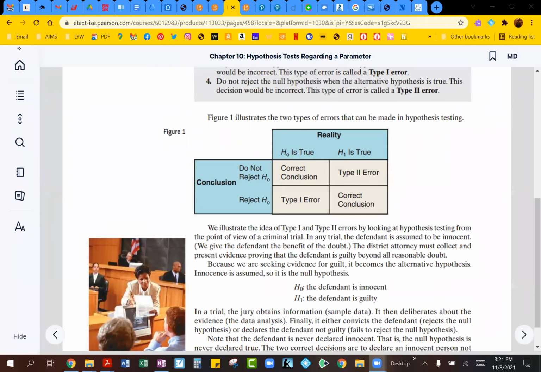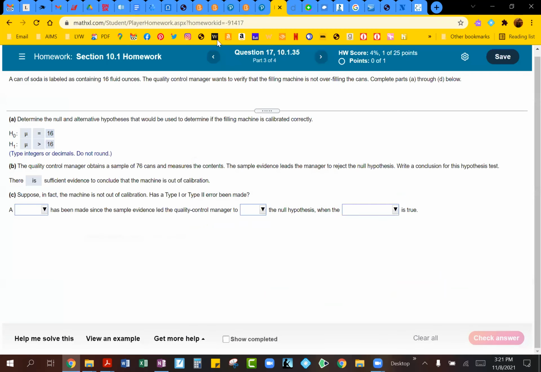Okay, Dennis, you've got 1, Jeffrey 1, John 1, Darla 1. Yeah, because we are saying that you rejected the null hypothesis, whereas that was not true. Your machine was not out of calibration, which means, very nice, guys, we have made a type 1 error. So a type 1 error has been made since the sample evidence led the control manager to reject, and they're telling us he rejected right over here, when the null hypothesis is true. So you can see they're just breaking that statement up into 3 parts.